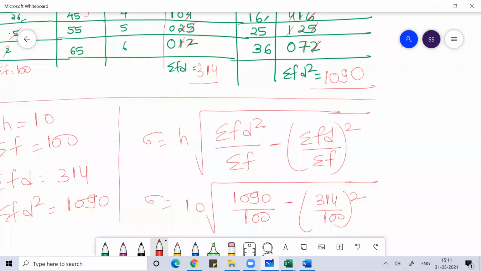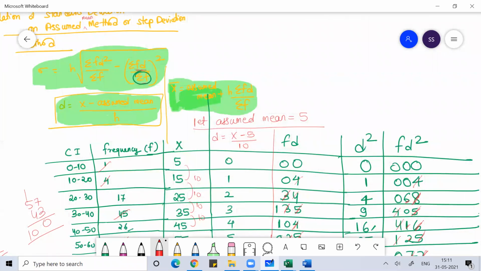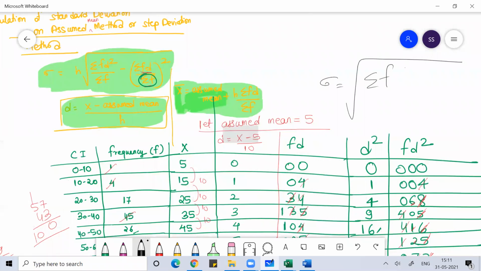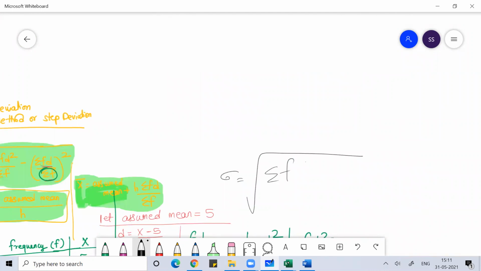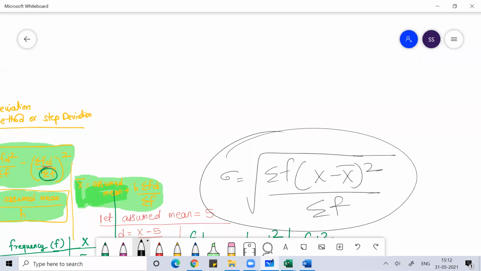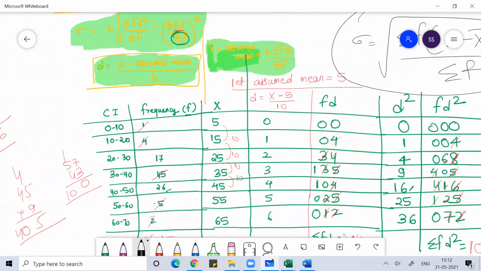Standard deviation is 10.2. You can solve it by the normal method also. You can try solving this by the normal method after class: sum of f into x minus x bar whole square by sum of f. You will get the same answer. Clear, everyone? So this is how we did it by the assumed mean method. You'll get the answer 10.2.